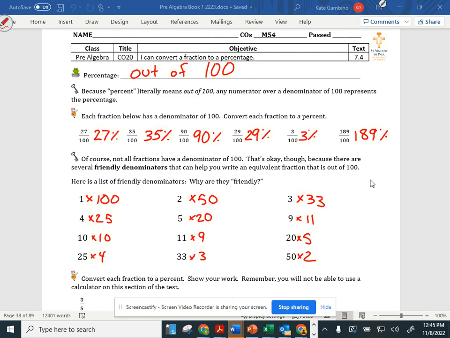Okay, so if you have a friendly denominator, we know what to multiply, what our scale factor should be for our numerator and denominator, what we're going to multiply by to get an equivalent fraction that's got that denominator of 100. Then we just take our numerator, and there we go, bam, that's our percentage. So let's look at our work for today.